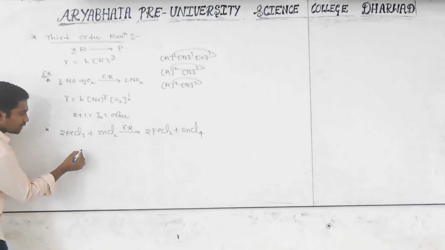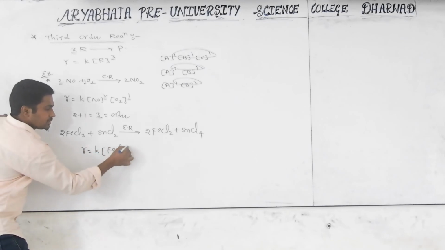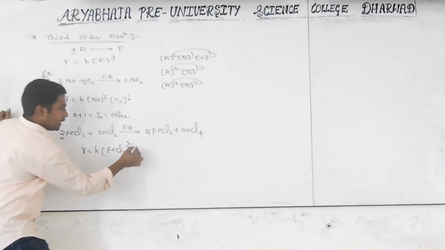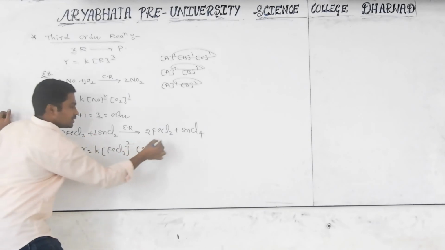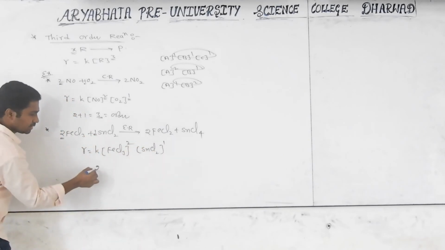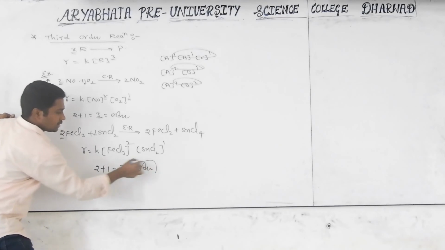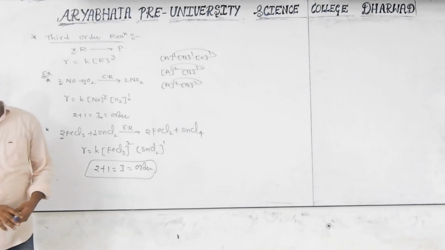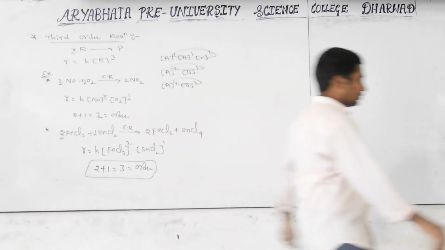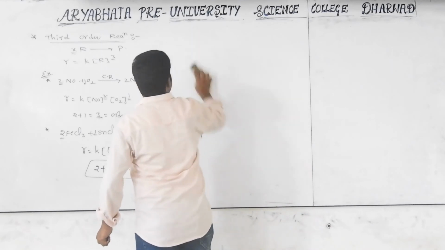For an elementary reaction we can write the rate law directly: R equals K into the concentration of FeCl3, where the coefficient goes as its power, and SnCl2, where the coefficient 1 goes as its power. It is nothing but 2 plus 1 equals 3, so the order is 3, and we call it a third order reaction. All of you clear? Yes. Now we will see some other orders of reactions.